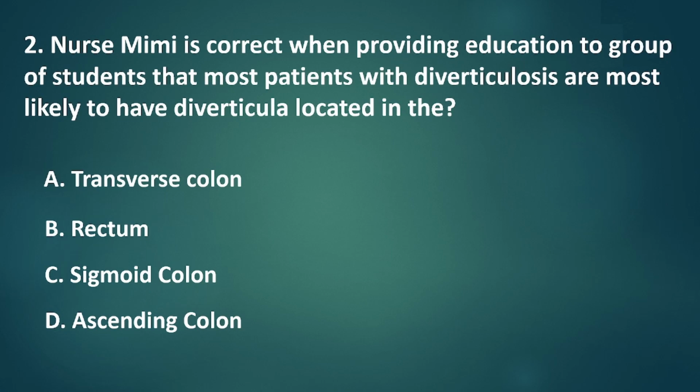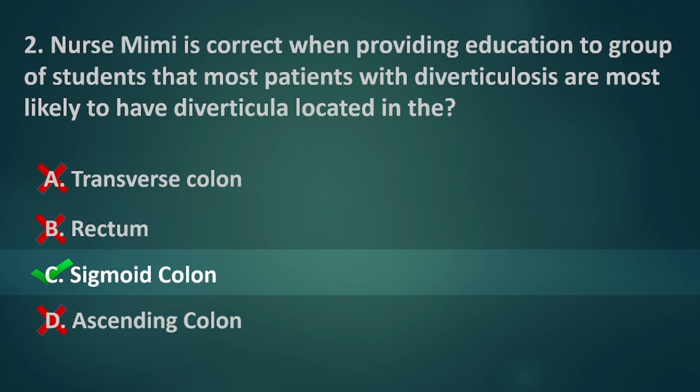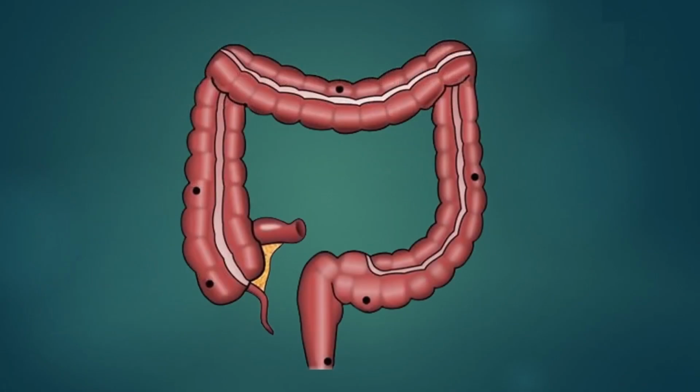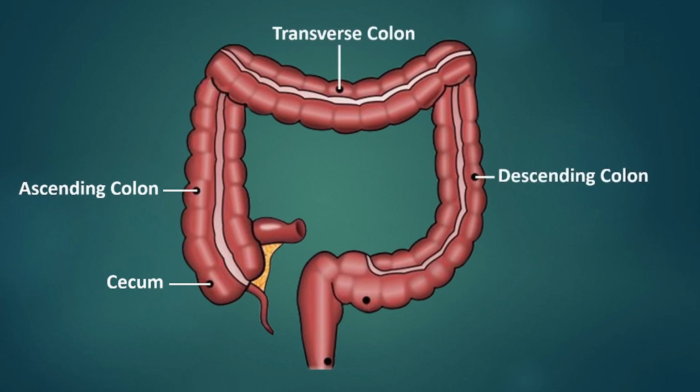The correct answer is letter C. Sigmoid colon. There are 6 parts of the colon. It starts with the cecum, which attaches the small intestine to the large intestine. Other parts of the colon include the ascending colon, the transverse colon, the descending colon, the sigmoid colon, and the rectum.